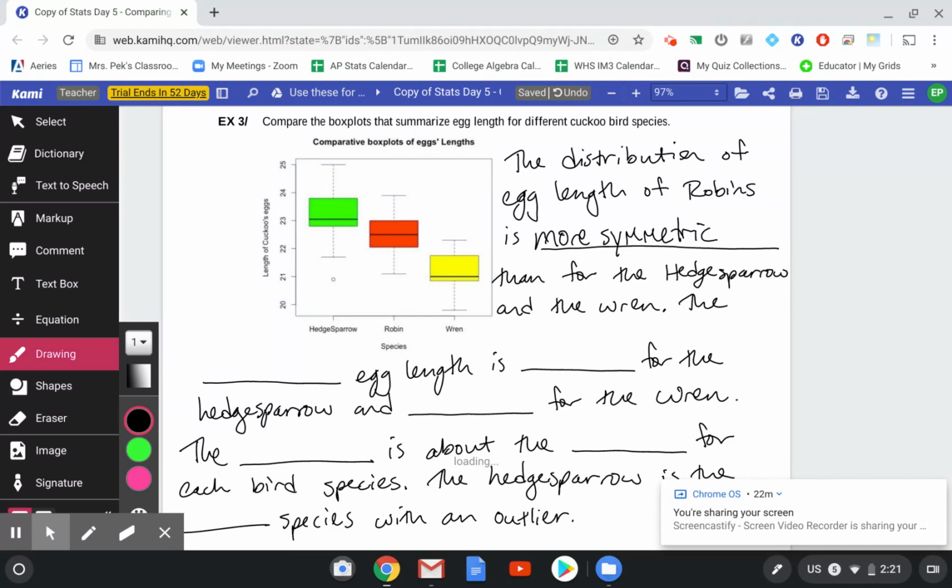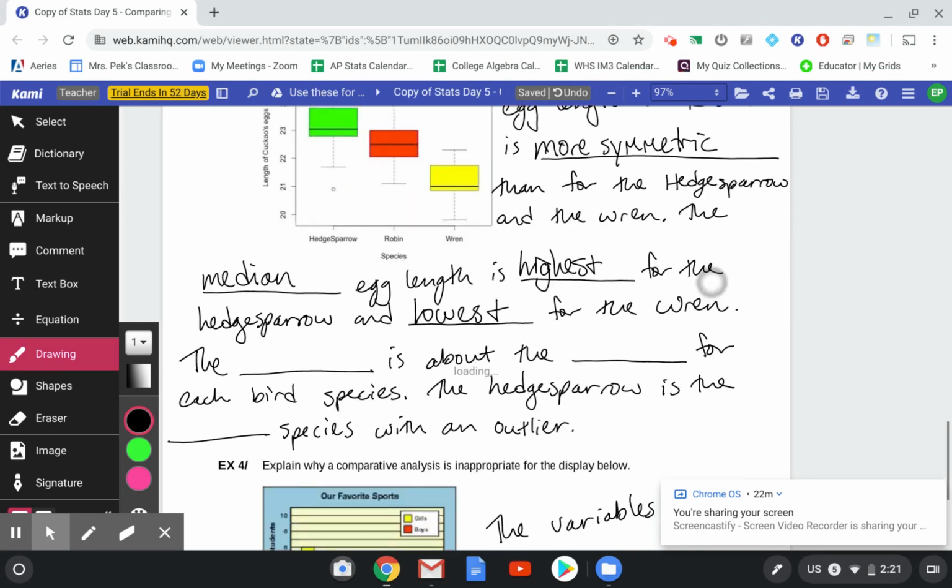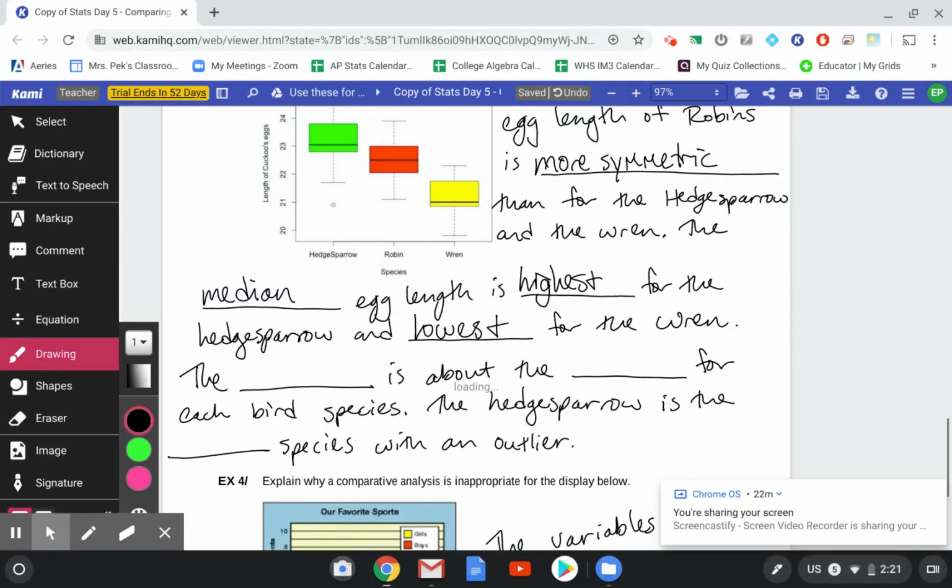And again, I have the median because it's a box plot. So I'm going to say the median egg length is, and it looks like the hedge sparrow has the highest, so it's highest for the hedge sparrow and lowest for the wren. So it's nice to have both of those so that you know not only that the hedge sparrow is the highest, but also where the robin and the wren compare to each other. And then, so we've got shape, we have center. So now we want the spread. So the IQR.